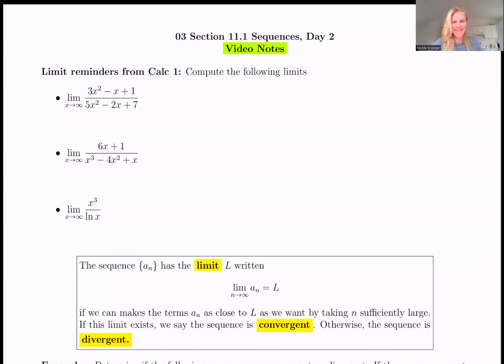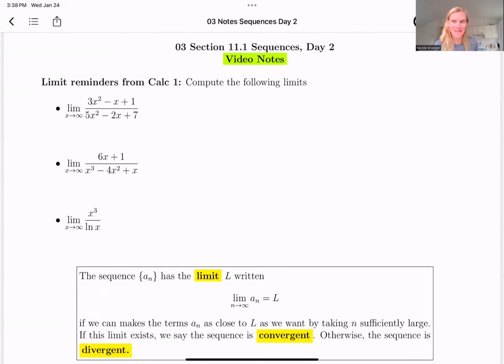Today we're going to be asking the question, what happens if we take the limit of a sequence? And before we do that, let's remind ourselves of a few limit properties from Calc 1. For the purpose of this unit with sequences, we're only going to be looking at what happens as our values approach infinity. So I'm only going to remind you of what happens in that case.